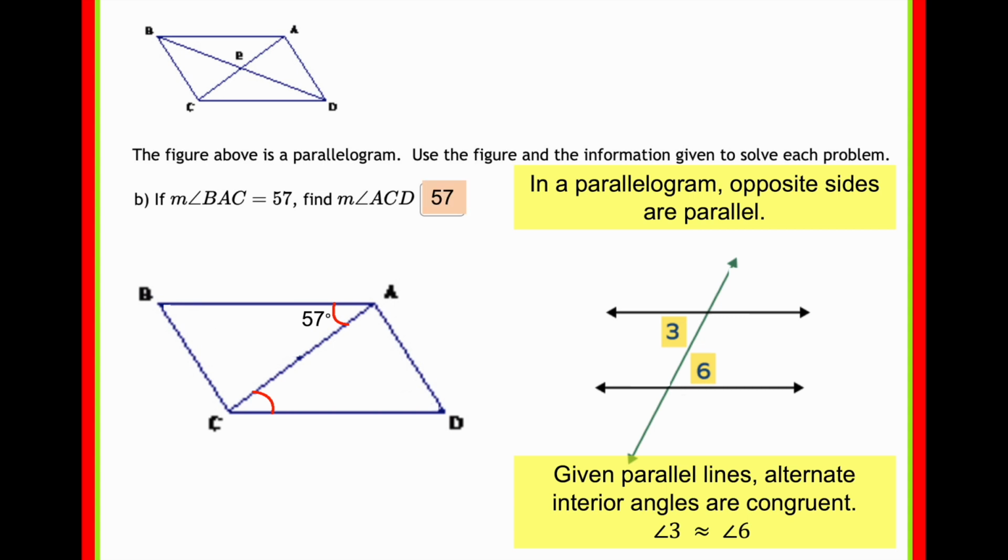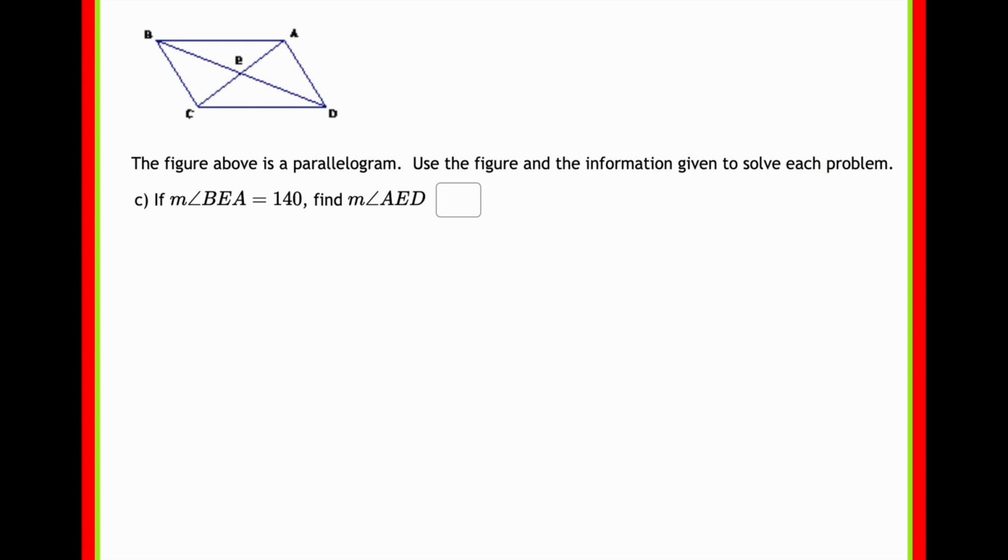Okay, let's go ahead and look at problem C. In this problem, we have the measure of angle BEA is 140. Find the measure of angle AED. Again, let's go ahead and draw our figure. Now, here's our parallelogram ABCD. Then we have the letter E. It does look a little unusual, but that is the letter E, which is the intersection of the two diagonals.